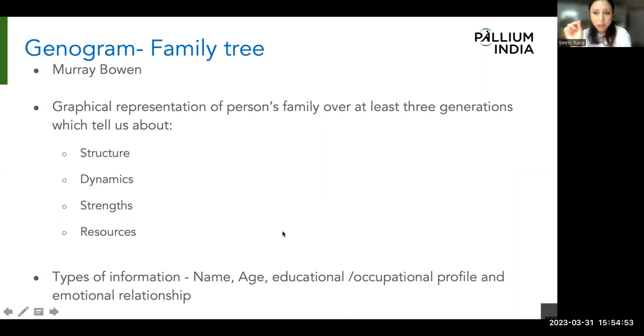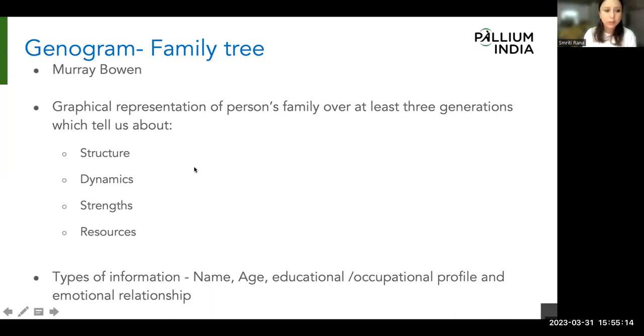Please remember, it's not the nuclear family alone. Even though it's the nuclear family that you're dealing with, you have to put in 3 generations. And it tells us structure, dynamics, strengths, and resources. That's what a good genogram is going to tell you. And the types of information that you put in it are name, age, education and occupational profile, and emotional relationships.